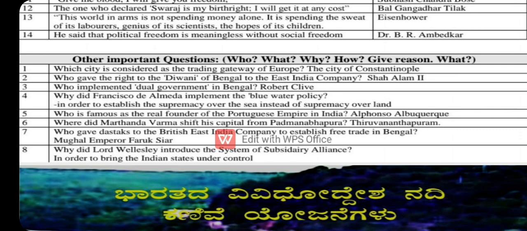Now, who implemented dual government? Robert Clive implemented dual government in Bengal in 1765. Next, why did Francisco de Almeida implement the blue water policy? Francisco de Almeida implemented the blue water policy to establish supremacy over the sea instead of supremacy over the land. Who is the real founder of the Portuguese Empire? Alfonso de Albuquerque. Where did Marthanda Varma shift his capital from Padmanabhapuram? To Thiruvananthapuram. Who gave the Dastak to the British? Farrukhsiyar gave it. This is a license issued to British traders.